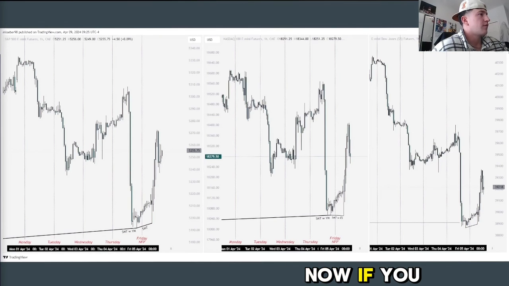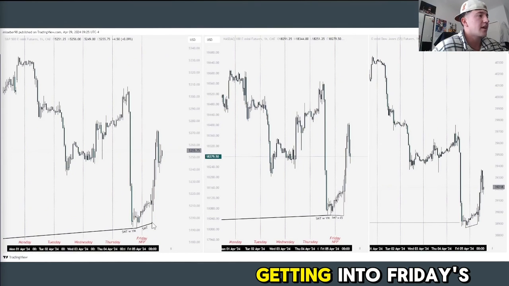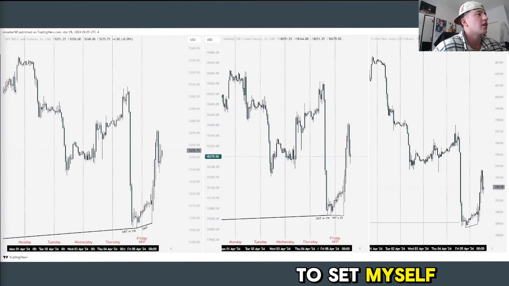Now, if you look closely, you could check what happened on Friday when we had our NFP data release. We had the low run on NASDAQ making a lower low, and the ES on Friday making a higher low. We have more SMT divergence getting into Friday's daily candle. For me, I'm getting more and more confident that I want to set myself up in a position to go long on the S&P compared to the Dow and the NASDAQ.